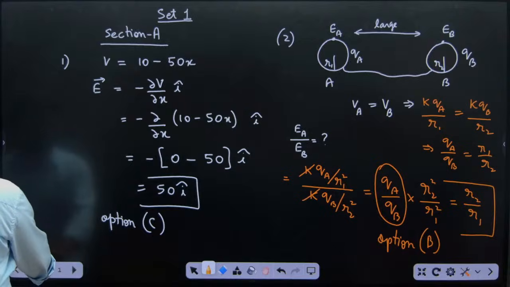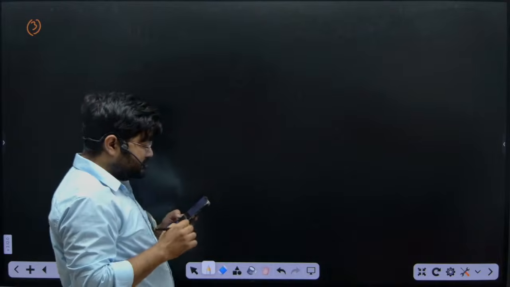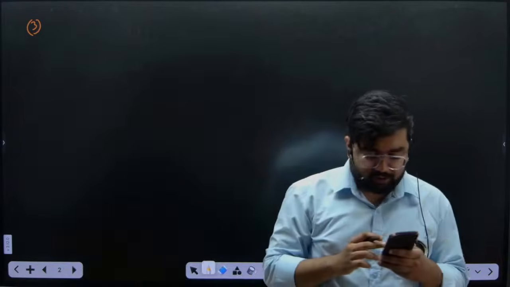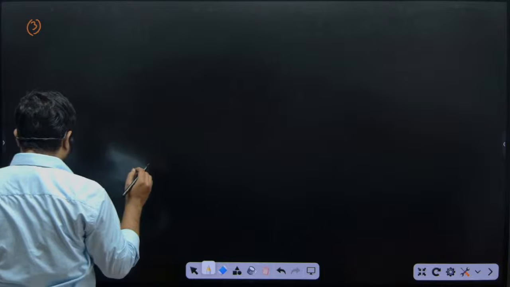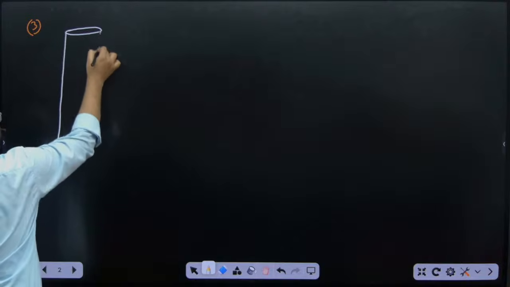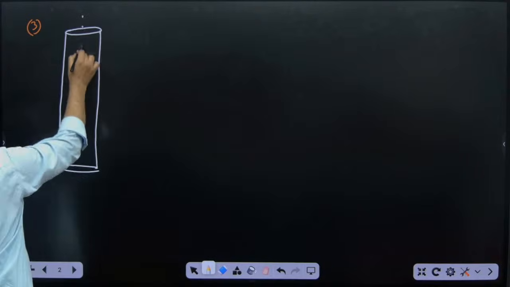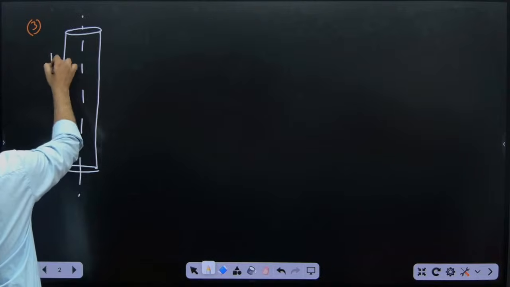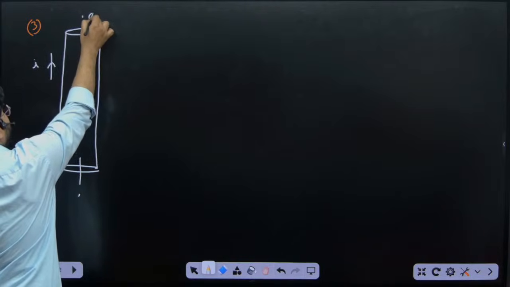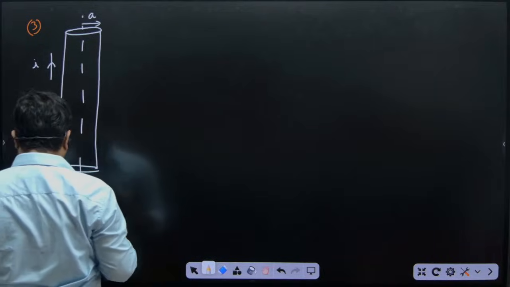All right. Let us go to the next question. This question says a long straight wire of circular cross section A carries a steady current I, uniform, and this is distributed uniformly across the cross section. So there is a wire, and it is carrying current I uniformly throughout the cross section.